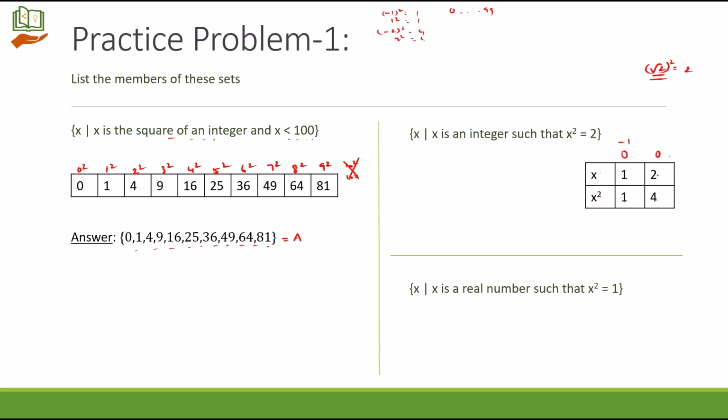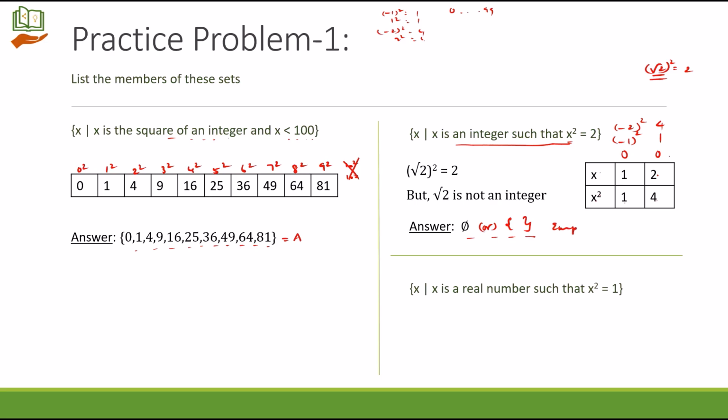If it is going to be minus 1 the whole square, it is going to be 1 again. Minus 2 the whole square will also give you 4 again. Is anywhere it is equating to 2? No. Root 2 the whole square will alone give you 2. But root 2 is not an integer. When you don't have any element that satisfies this property, what is it? It is an empty set. Both are empty sets.